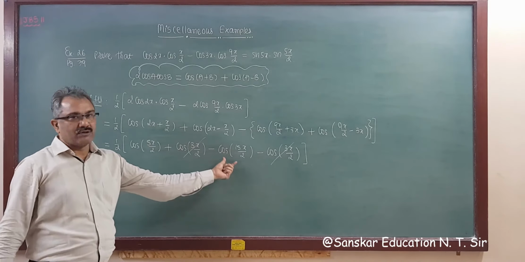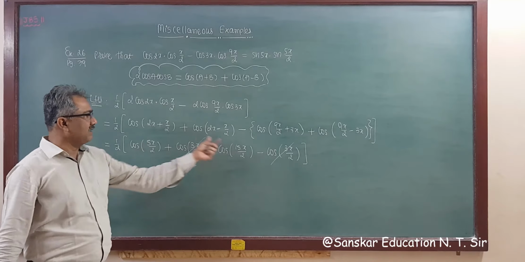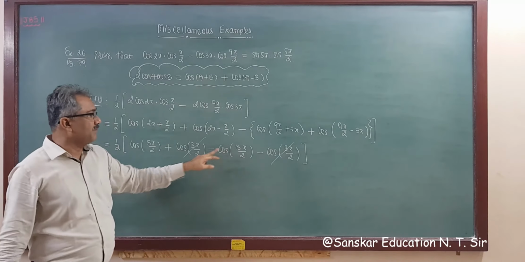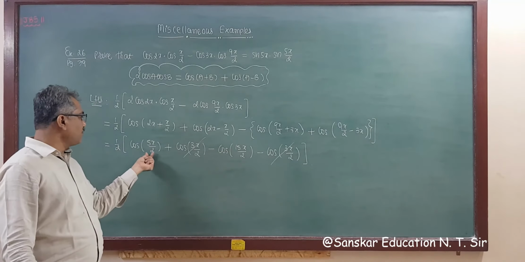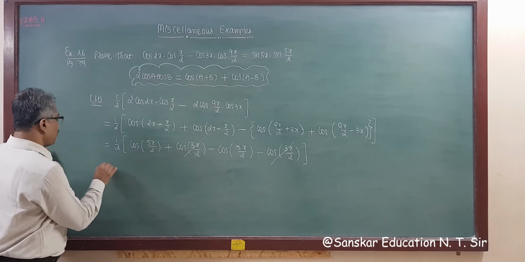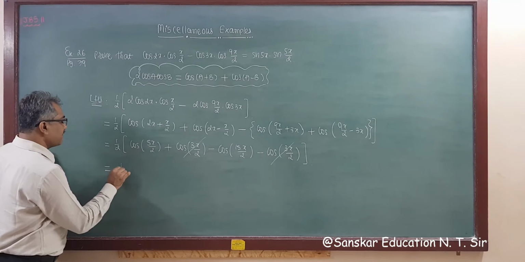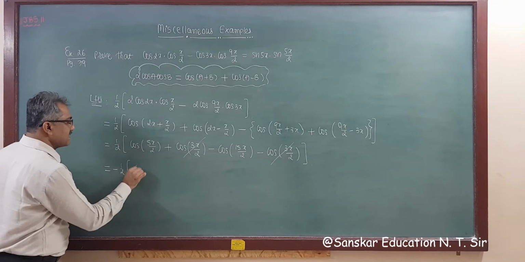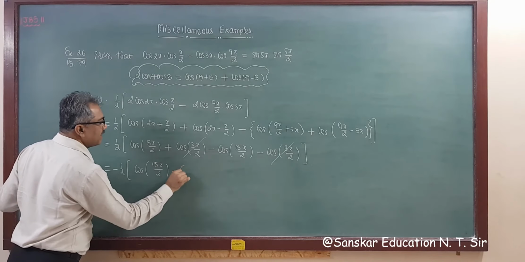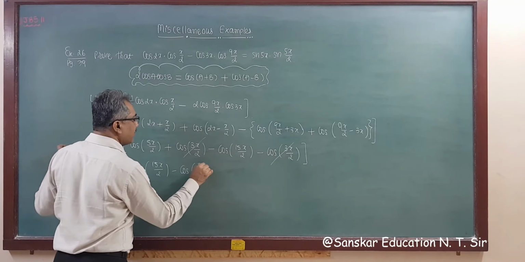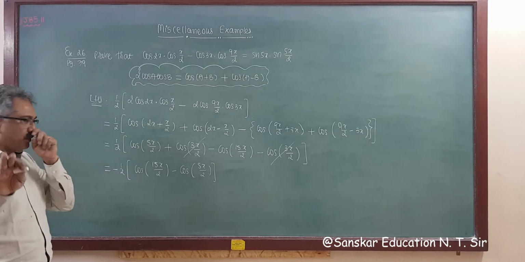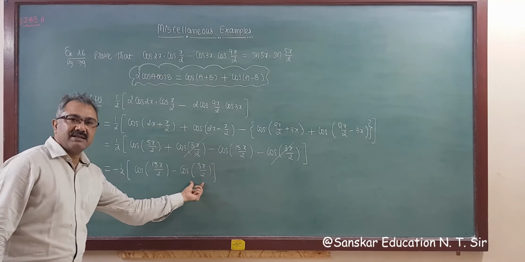Now this is cos C minus cos D, because we require it in multiplication form. For that we have to take minus common, because this is the large angle, 15x by 2, that is 7.5x, and this is the small angle, 2.5x. So taking minus common, we get minus 1 upon 2 into cos 15x by 2 minus cos 5x by 2. This is cos C minus cos D.